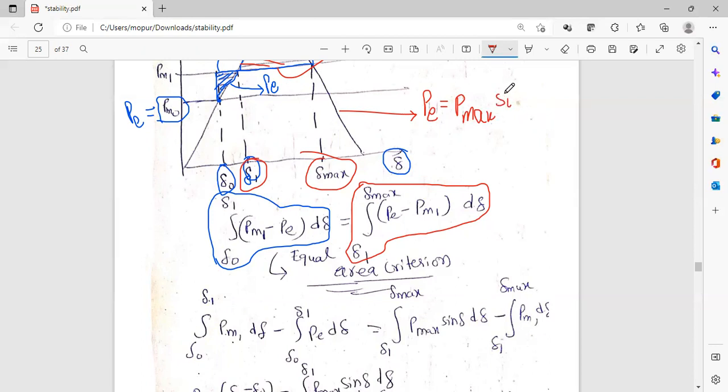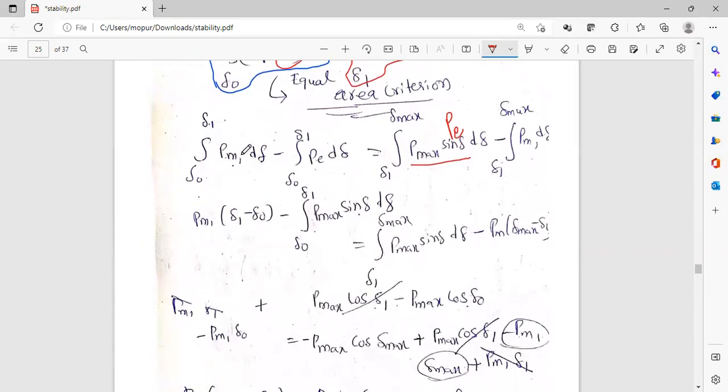So now I am using this. See, this PE and here we had a term PE. Both PEs can be represented as P max into sin del. Integral del naught to del 1 PM1 d del minus integral del naught to del 1 PE d del is equal to integral del 1 to del max PE d del. That is, PE is actually P max sin del, minus integral del 1 to del max PM1 d del.